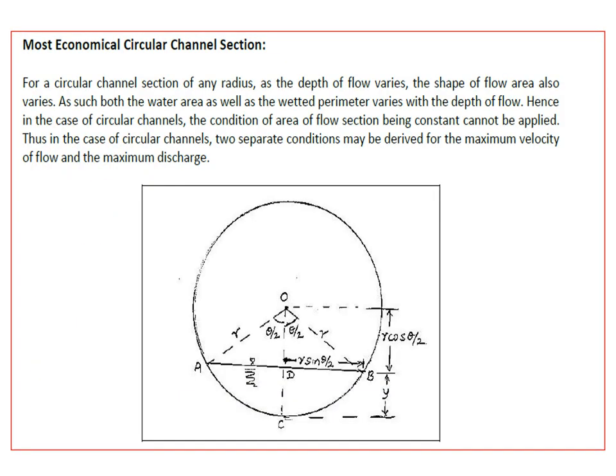Now coming to the most economical circular channel sections. We know that for a circular section of any radius r, if the depth of flow varies, the shape of the flow area changes. As such, the water area cannot be made constant, and the wetted perimeter also varies with the depth of flow. Hence, in circular channels, area of flow cannot be constant, so that condition cannot be applied here. Therefore, in circular channels, two separate conditions can be derived, one for maximum velocity and another for maximum discharge.